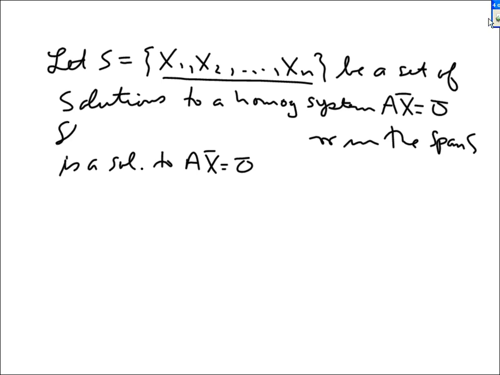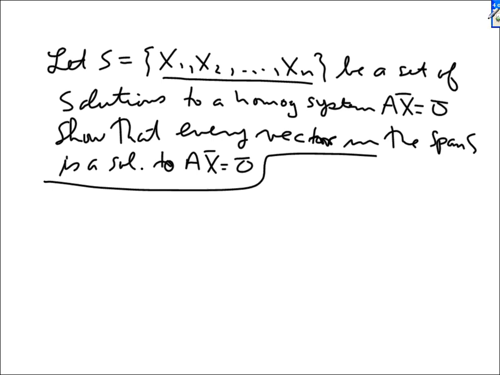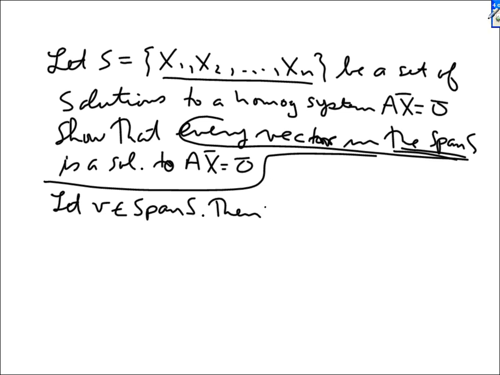What is going on here? We can show that every vector in the span of S is also a solution to AX equals 0. Sorry, AX equals 0. Every vector in this set is a solution. Well, how about we take a vector in that set, let V be in the span of S. Well, then that means V is a linear combination of the vectors in S.